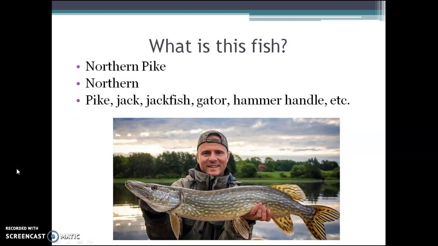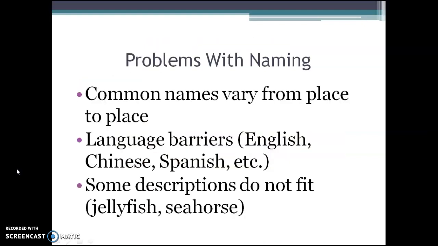Or this fish. This is our state fish, the northern pike, North Dakota state fish, and that's usually what we refer to them as, but they can also be called northern, they can be called pike, they can be called jackfish, gator, hammer handle, snot rocket because of their slime layer on them, many different names. So you can see how talking about nature can get very confusing. And here's a couple of reasons why. Problems with naming.